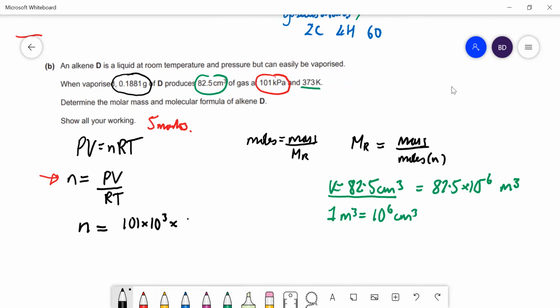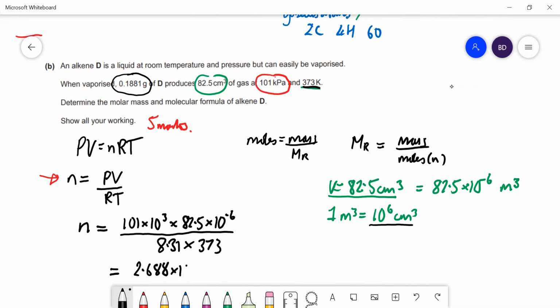So multiplied by 82.5 times 10 to the minus 6. People seem to forget there's a lot of centimeters cubed in 1 meter cubed, more than you probably think if you didn't think about it. 1,000,000, right? R, the universal gas constant we're given, is 8.31. The temperature should be in Kelvin. It's already given in Kelvin, so we don't need to convert it. 373. We get a value of n there of 2.68 times 10 to the minus 3 moles. Now we can put that into this equation.